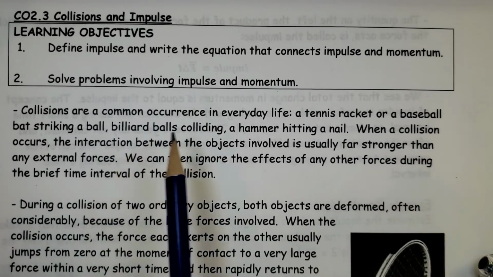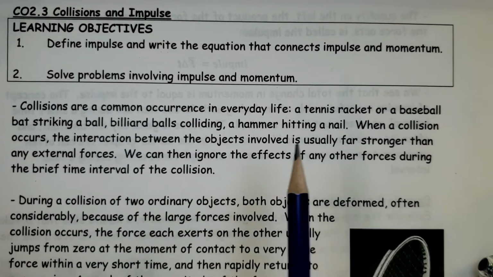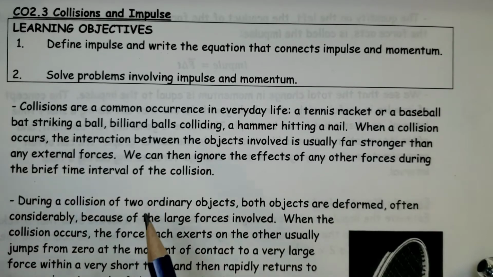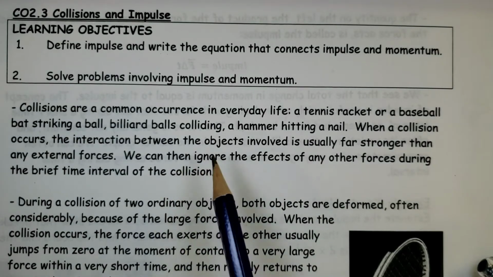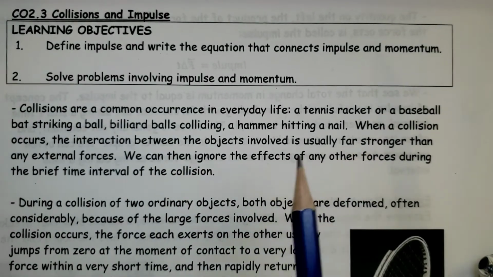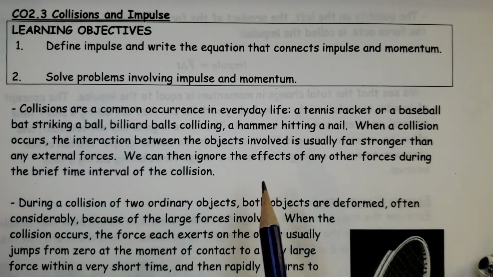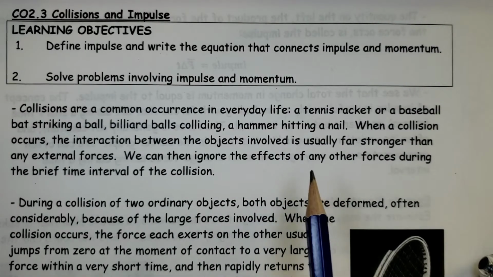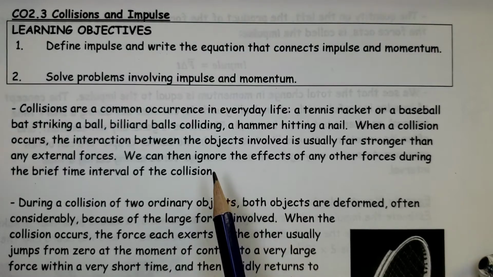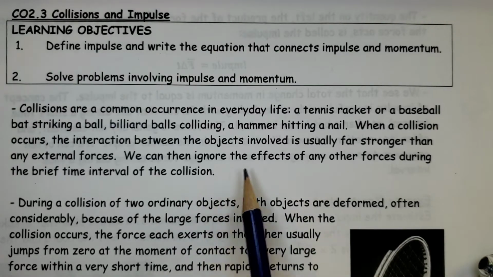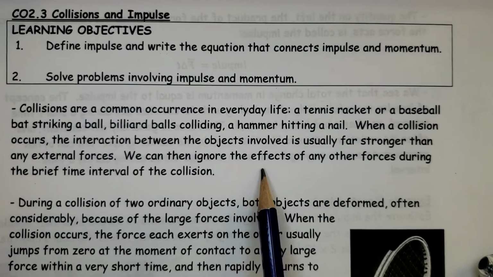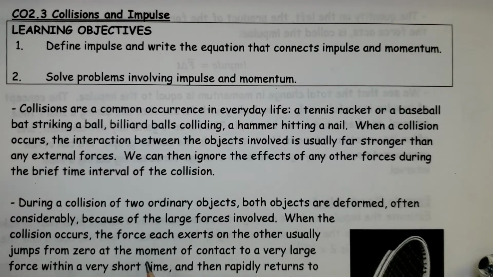Collisions are a common occurrence in everyday life. For example, a tennis racket or a baseball bat striking a ball, billiard balls colliding, a hammer hitting a nail, etc. When a collision occurs, the interaction between the objects is usually far stronger than any external forces. Therefore, we can ignore the effects of any other forces, even gravity, during that brief time of collision. So with a hockey stick hitting a puck, a very large amount of force is involved, and we can simply look at it for that short time period.